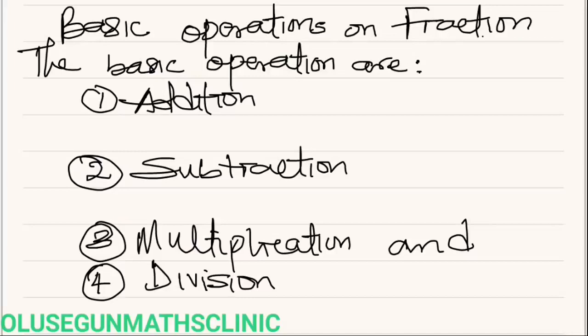Basic operations on fractions. The basic operations are: 1. Addition, 2. Subtraction, 3. Multiplication, and 4. Division. So these are the operations that we want to talk about in the basic operations of fractions.